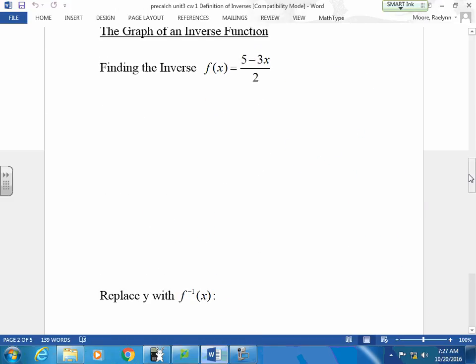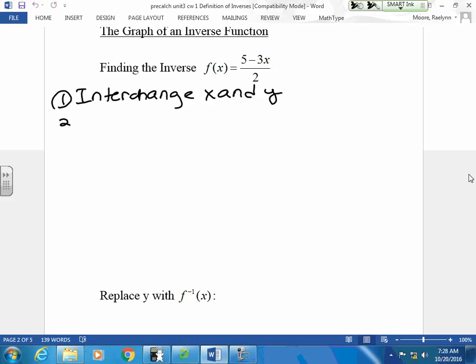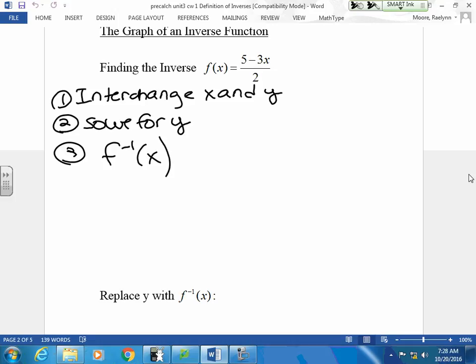All right, so if we have a graph and we have to find its inverse, what's the rule? Switch the x and the y. So your rule is interchange x and y, and then solve for y, and then just make this a true inverse. Okay. So you're going to set these guys up and work them out.